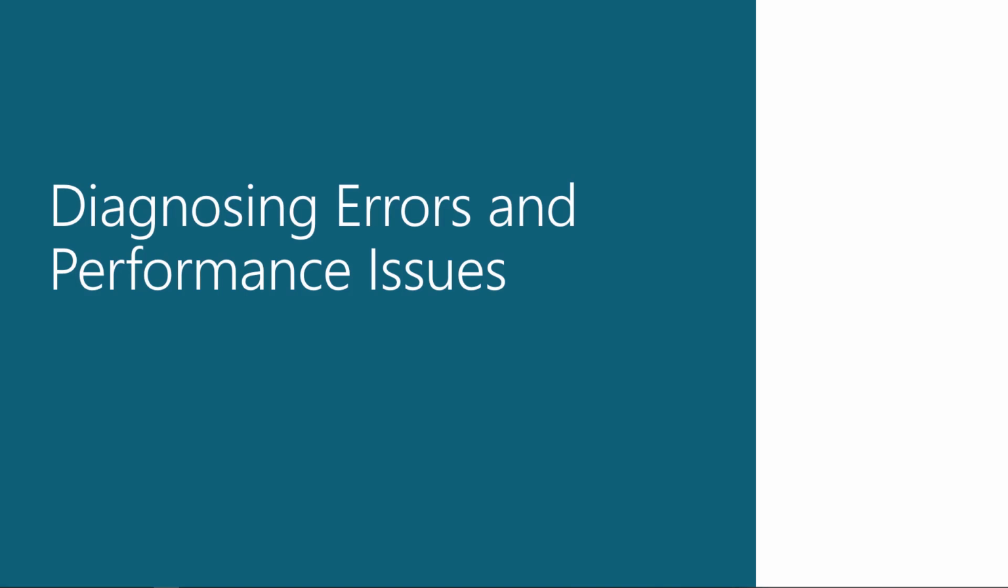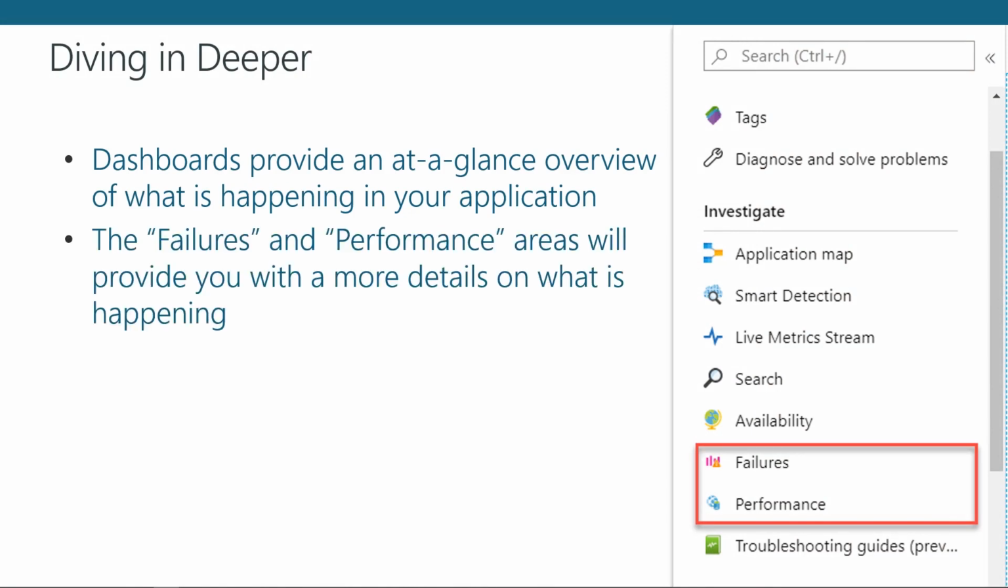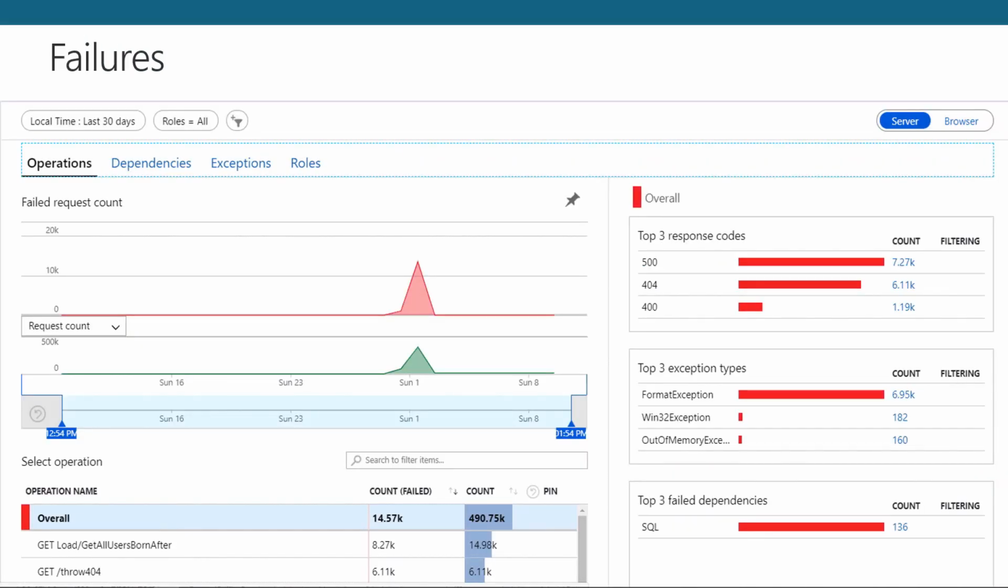In this section, we're going to dive deeper into the failure and performance sections of Application Insights so you can drill down to the exact issues your applications are seeing. As recently discussed, the overview dashboard will provide you with at-a-glance metrics for what is happening in your application. Metrics such as failure rates and response times will allow you to drill down into the numbers by forwarding you to the failures and performance subsections of Application Insights. These are also available via the failure and performance links in the Application Insights sidebar.